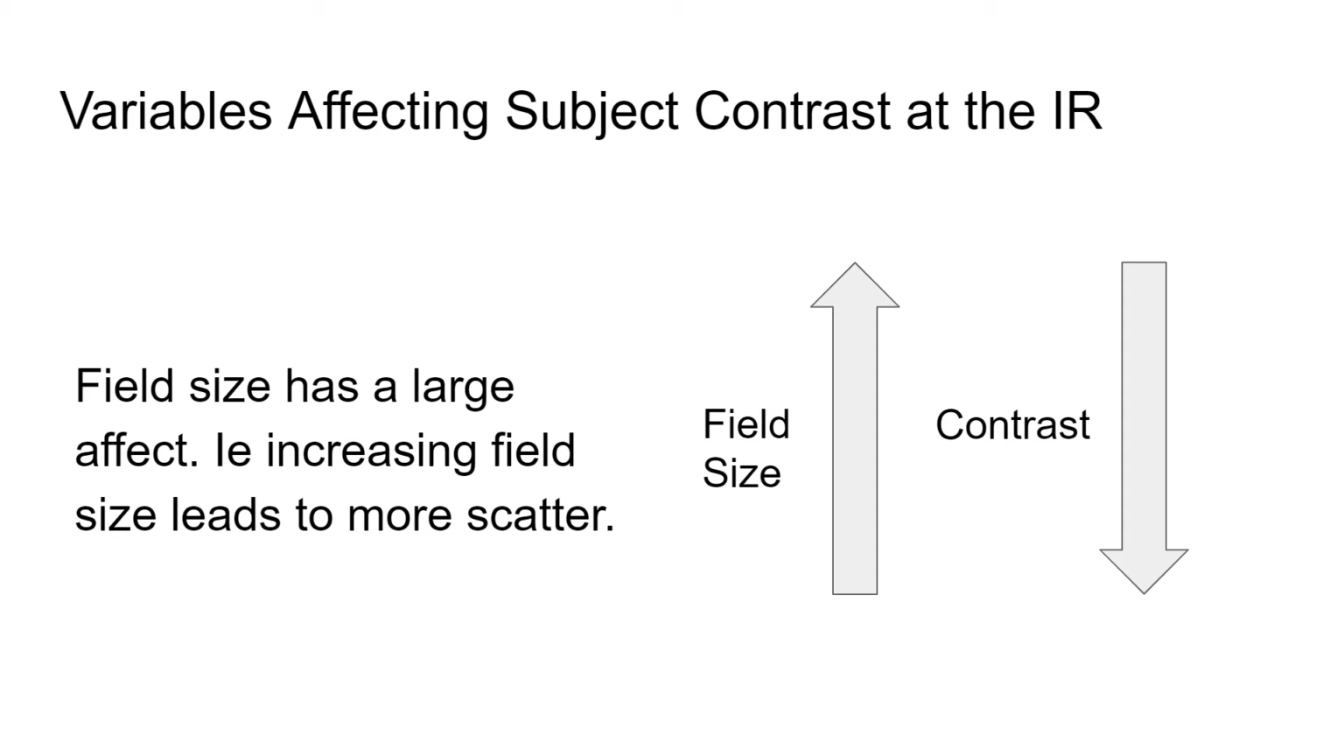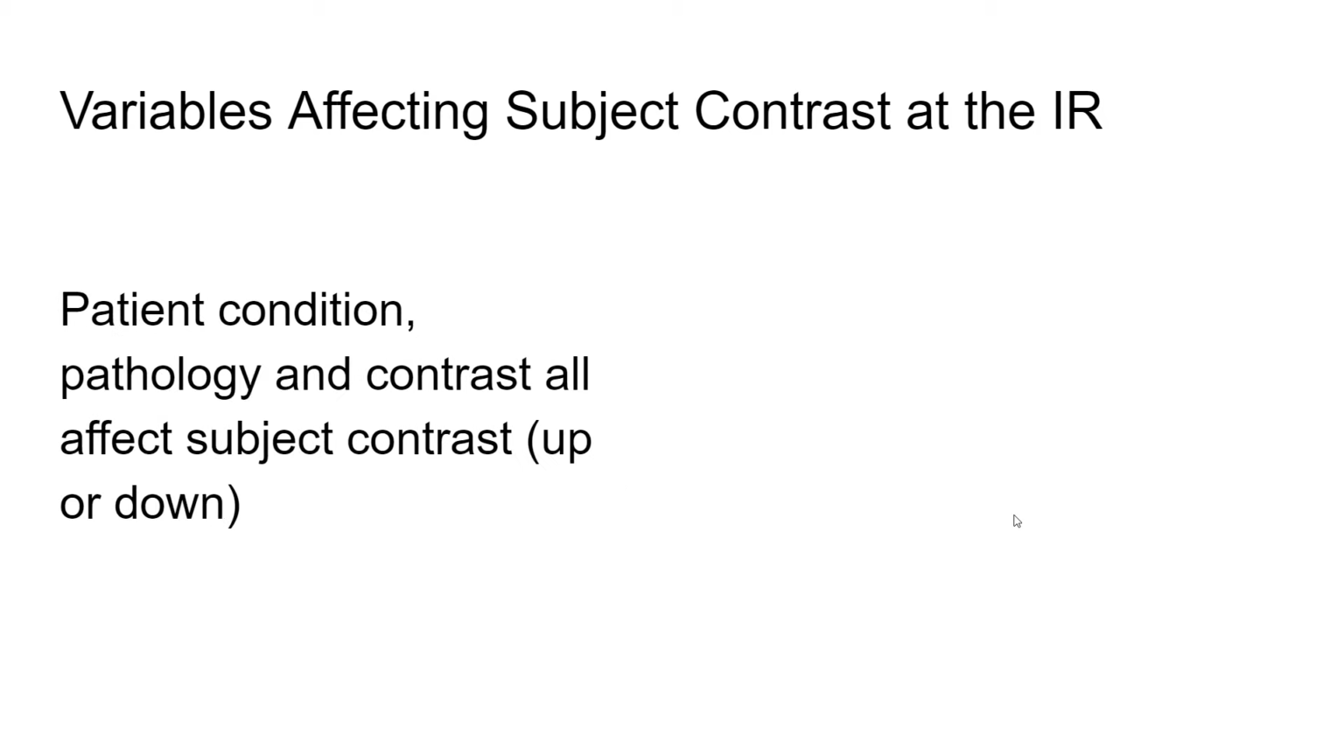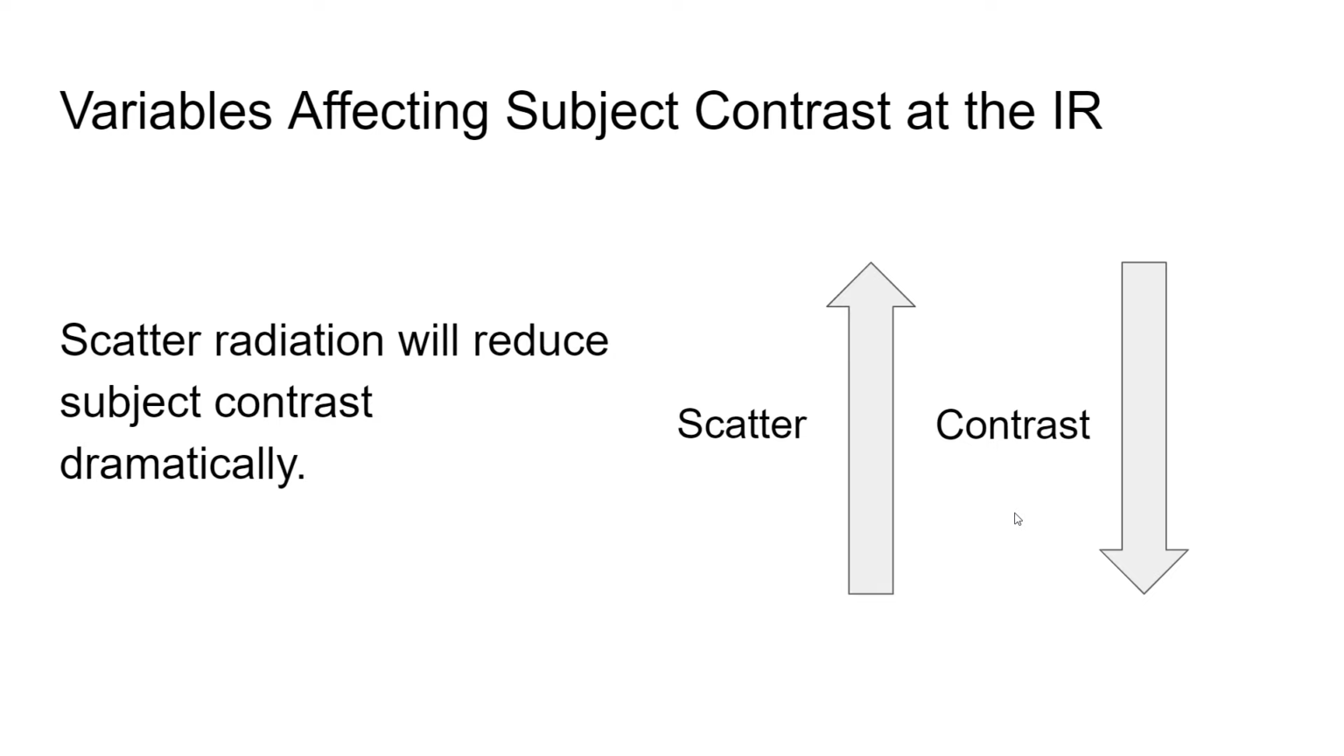All right. Field size. Again, it's related to scatter. If the field size is increased and we have more scatter, that's going to reduce contrast. That's why we always like to get rid of scatter. Not only is it good for the patient, but it's better for the image. Part thickness. Even when you increase your exposure for a larger patient, contrast still goes down. Patient condition, same thing. Contrast will go up or down depending on the pathology.